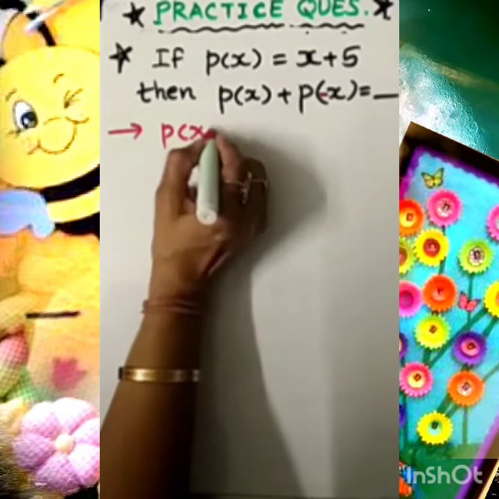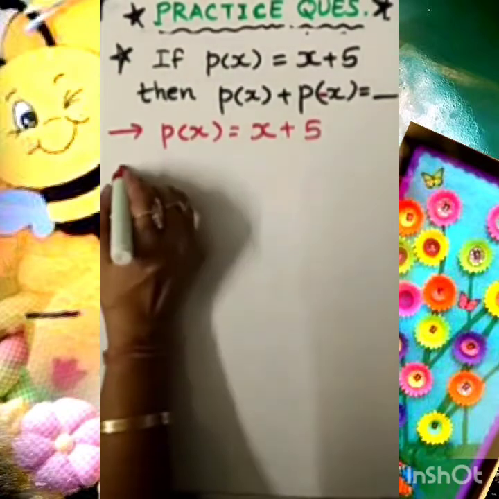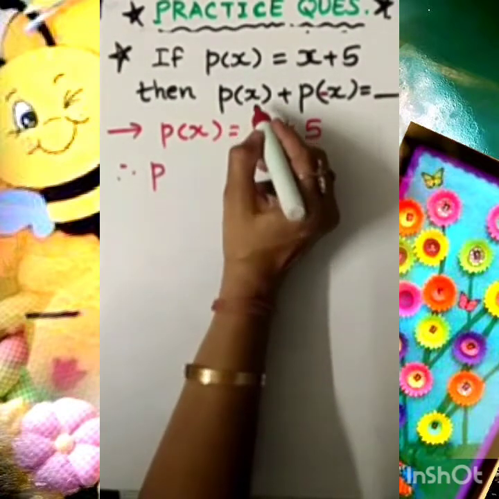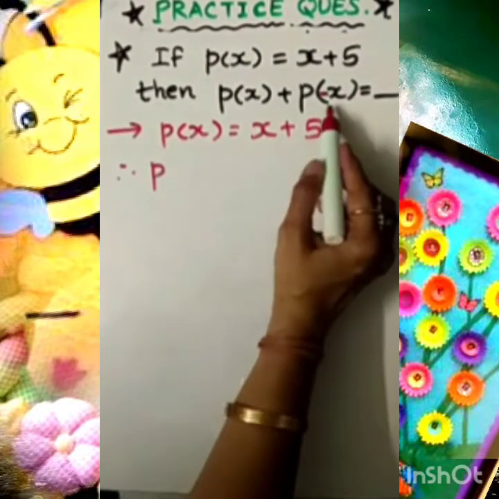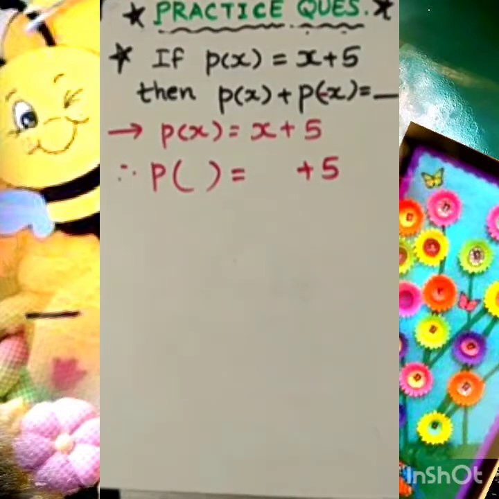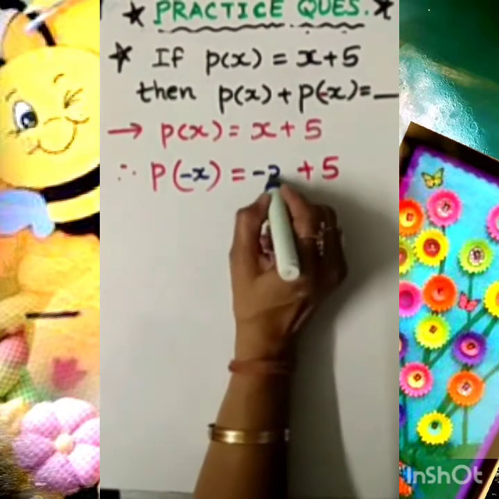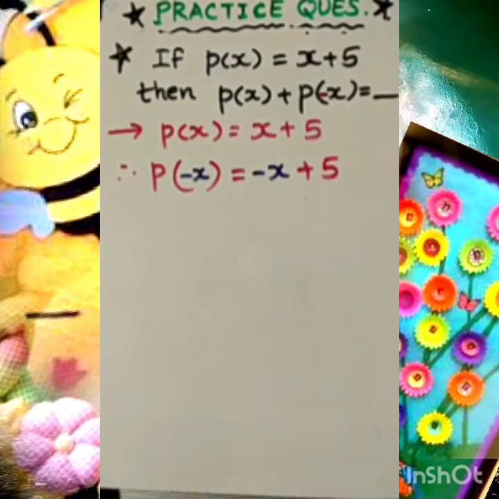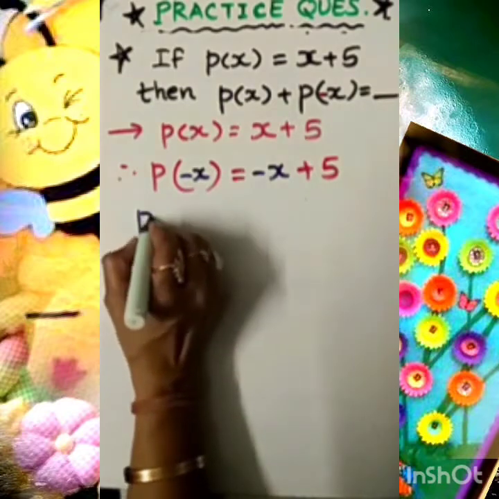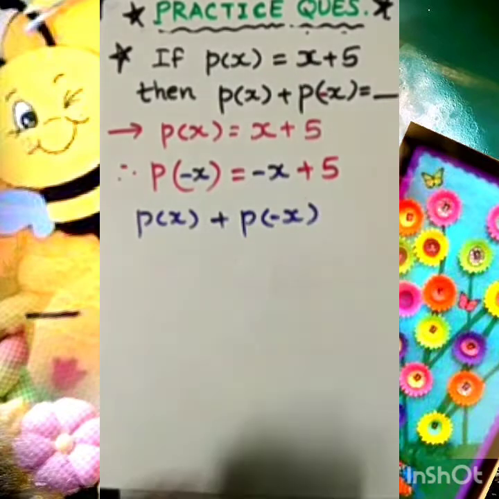So as we know, p(x) equal to x plus 5. Okay, agree. Now, the first value, p(x), is already with me. But p(minus x), what I am going to do? In place of x, I am putting the value minus x this time because I want to go with minus x. So the value of p(minus x) will be minus x plus 5. Fine. So what we have to find finally? I want the sum p(x) plus p(minus x).